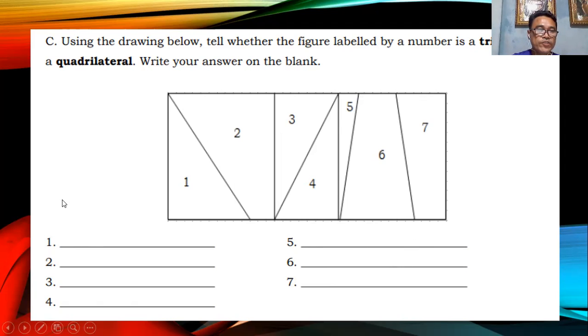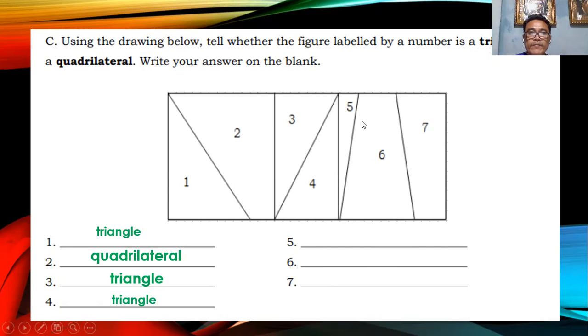Okay, let's check your answers. Number 1, what is the correct answer? The answer is triangle. Number 2, quadrilateral. It has 4 sides and 4 angles. Number 3, how many sides? There are 3 sides and 3 angles. So this is a triangle. Number 4, how many sides? 3 sides. So this is a triangle.